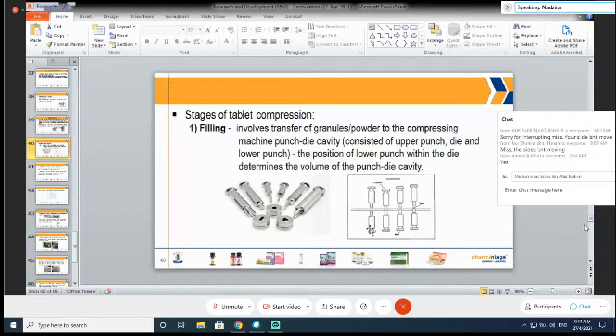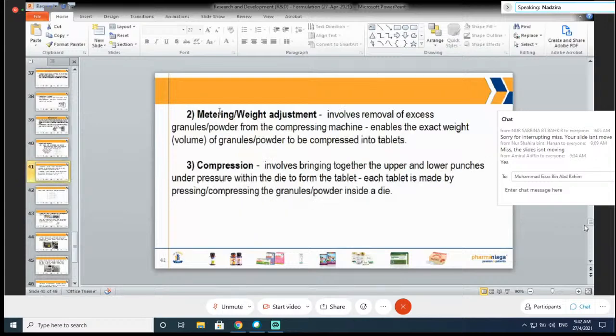The position of the lower punch within the die will determine the volume of the granules, which means the weight of the tablet that we want. We can adjust the position between the lower punch and the die cavity according to the setting on the compression tablet machine. After filling the granules into the die, we adjust the weight. This means removing the excess granules of powder from the compression machine, which enables the exact weight or volume to be compressed into the tablet.